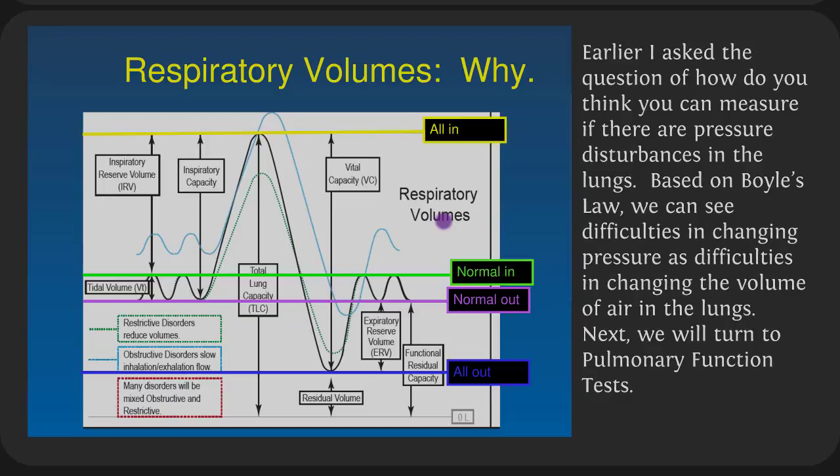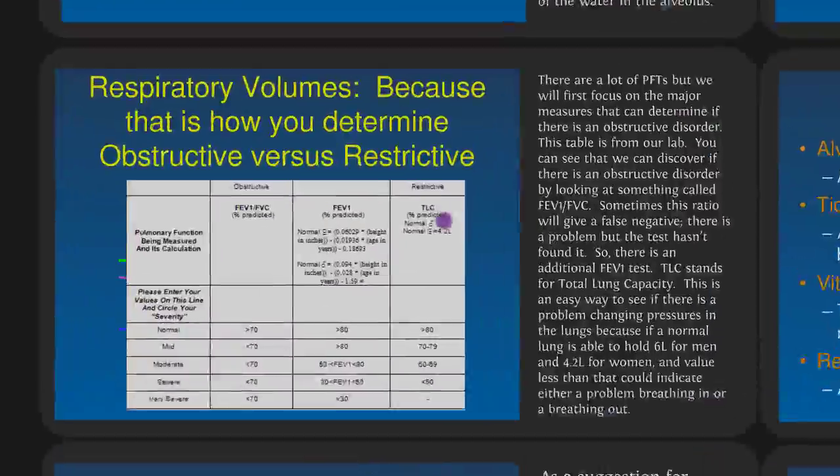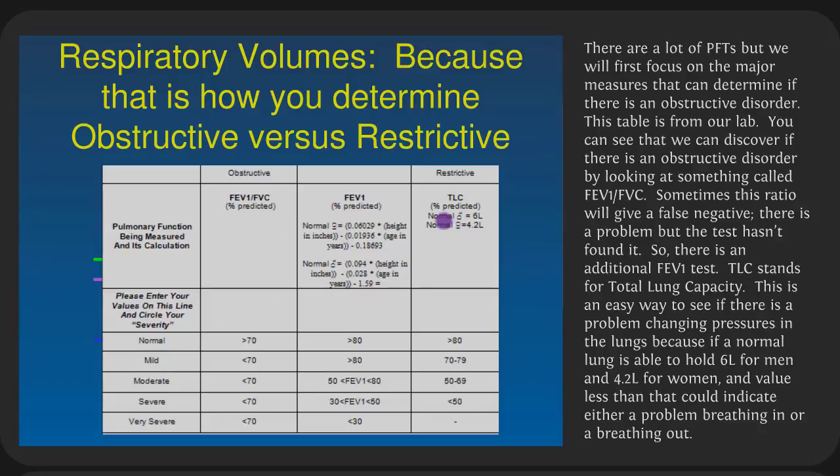Earlier I asked the question of how you think you can measure if there are pressure disturbances in the lungs. Based on Boyle's law, we can see difficulties in changing pressure as difficulties in changing the volume of air that's in the lungs. So next, we'll turn to pulmonary function tests. There are a lot of pulmonary function tests, but we'll focus on the major measures that can determine if there's an obstructive disorder. This table is from our lab. It's also from close to a Merck manual.